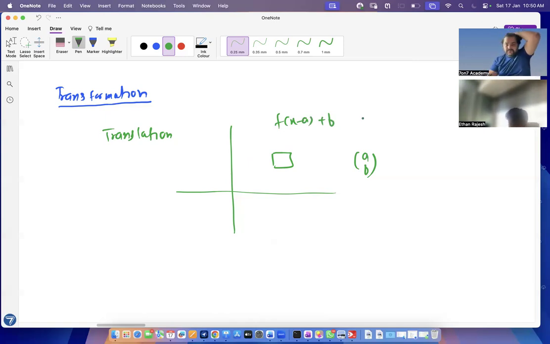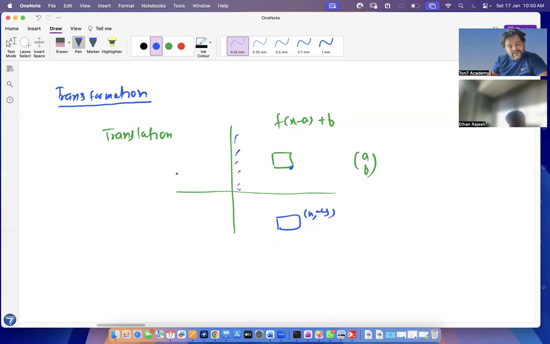Understand? I hope you understand what I'm saying. Okay, now moving forward, these translations you're good at. So if I want to do reflection, if you reflect on the x-axis, what happens? On the x-axis, the x value remains the same, y gets flipped, no?